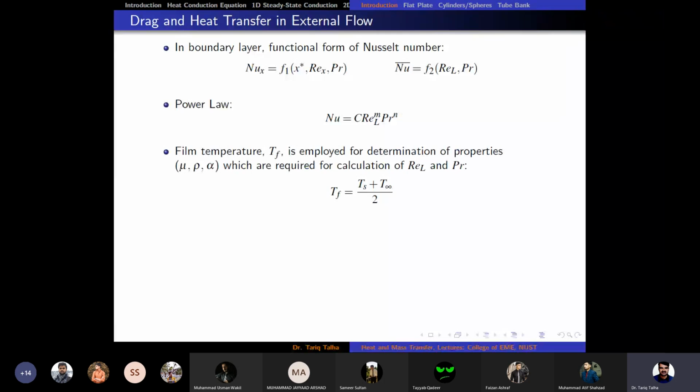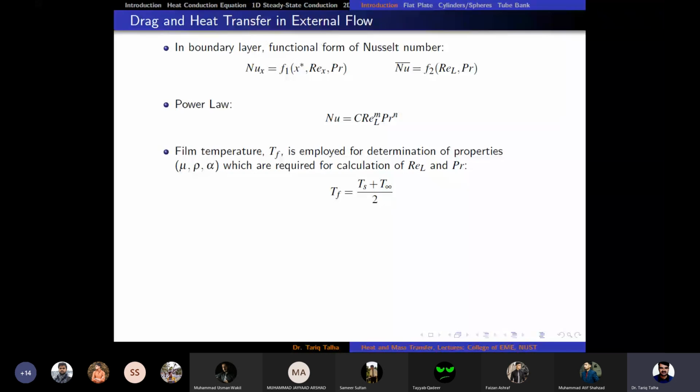So now, in order to determine this Reynolds number and Prandtl number, if you know the definition of Reynolds number, that is rho Vd upon mu, and rho Vl upon mu in case of external flow. Prandtl number is mu upon alpha. Because these mu, rho, and alpha are a strong function of temperature.